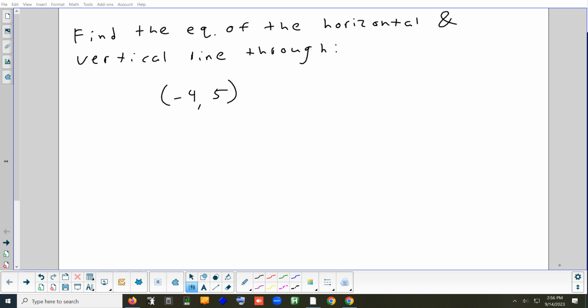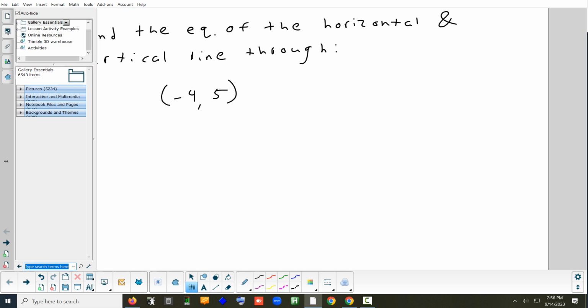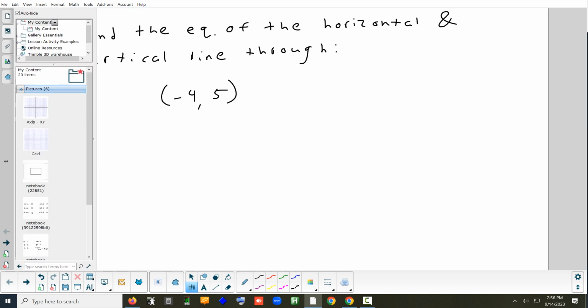All right, so first question we'll take a look at is finding the equation of a horizontal and a vertical line that goes through a special point. In this case, the point is -4, 5. What you can always do, you don't have to do it this way, but you can graph the point if that helps.